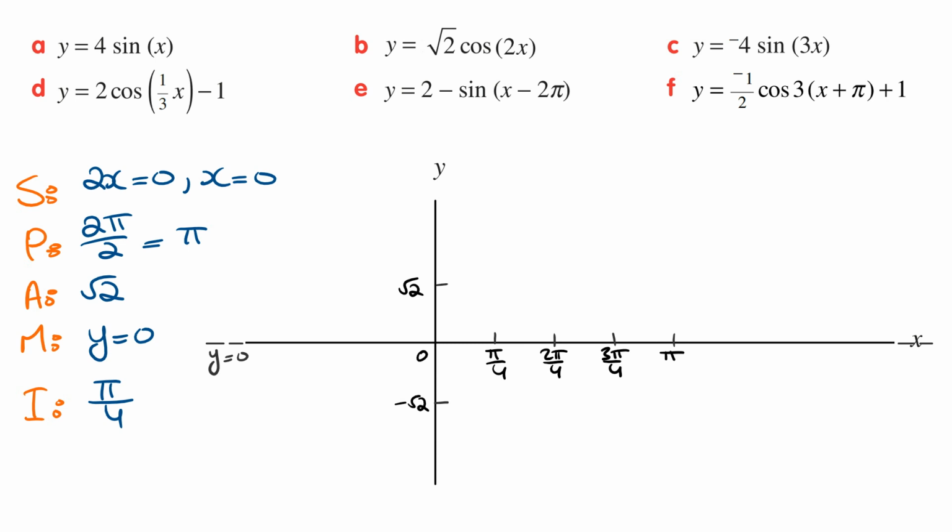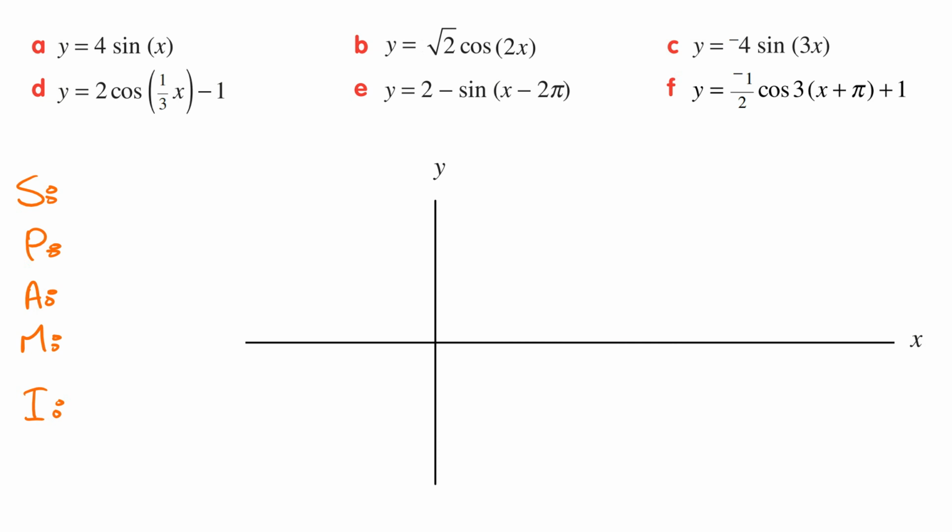For a positive cos value, we start at the maximum point, we come down to the midline, then we go to the minimum point, then to the midline, and then back up to the maximum. And now that we have our points, we just connect the dots and sketch the graph, giving us the graph of y equals root 2 cos 2x. Again, if you needed to continue the graph to the left or the right, just add in more intervals and follow the pattern of the graph.